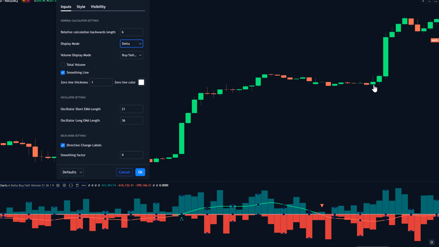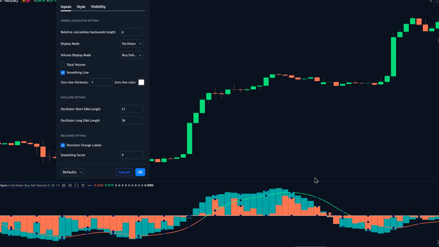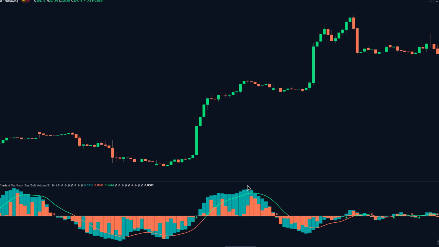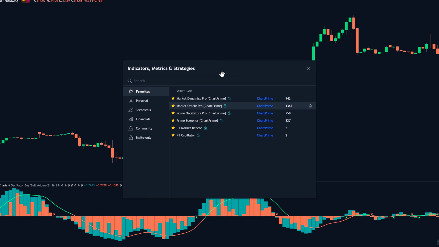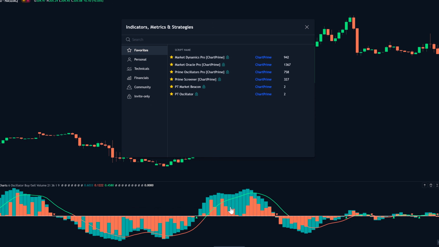Now, the one option I'm gonna stick with is the oscillator mode. It also contains two volume types per candle, bullish and bearish, and it's super easy to read. Next, I'm gonna add one extra indicator to the chart so we can see an example of how we can use the Time Relative Volume Oscillator for taking positions.